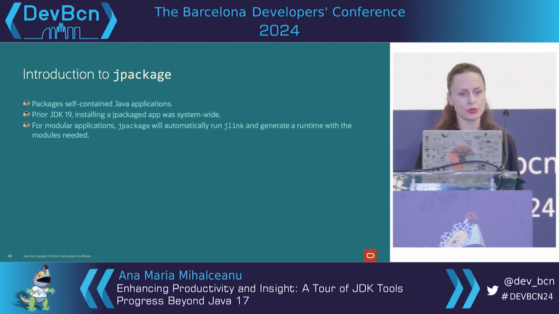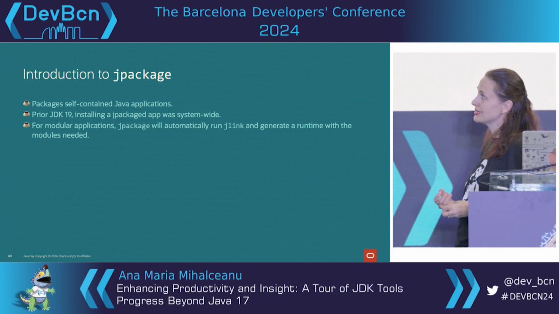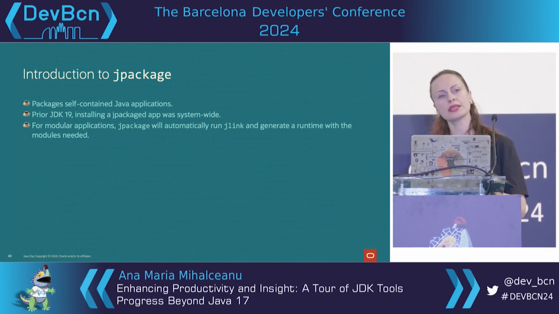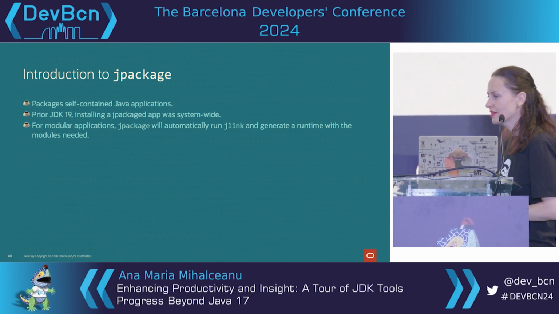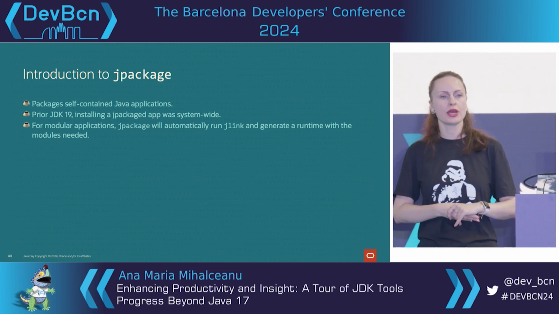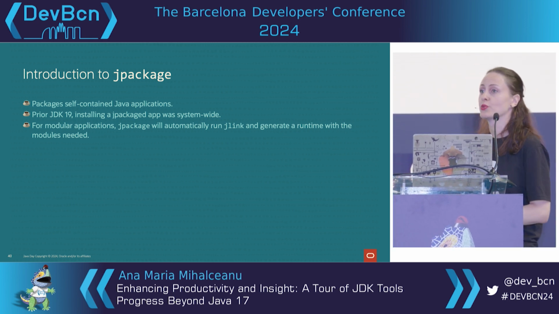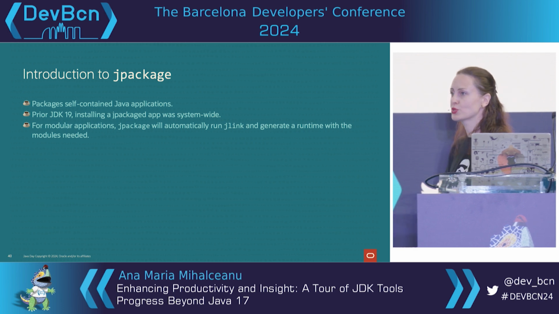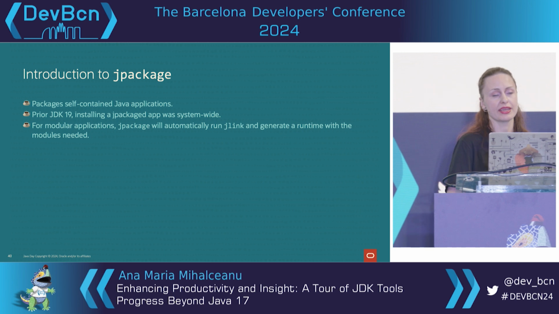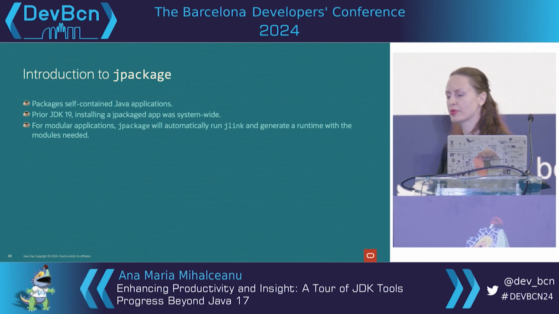However, with this tool for packaging self-contained Java applications, prior to JDK 19, installing a JPackage application in our operating system was considered system-wide. But nowadays we're usually not administrators of the spaces where we install applications. We are just simple users, so we're more restricted. So if we were to install a JPackaged application without system-wide permissions, that could have been impossible.